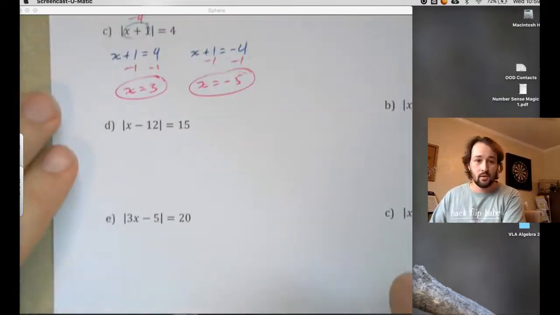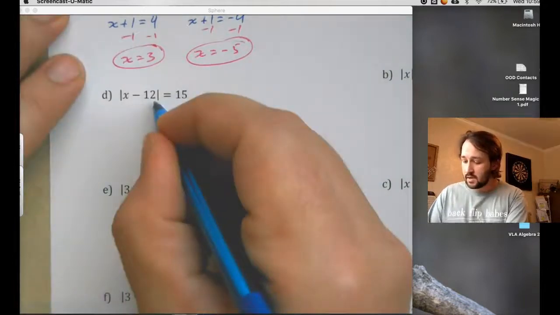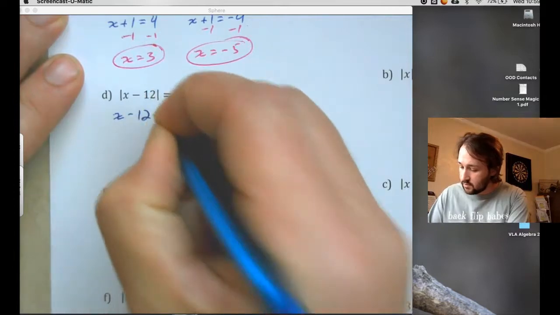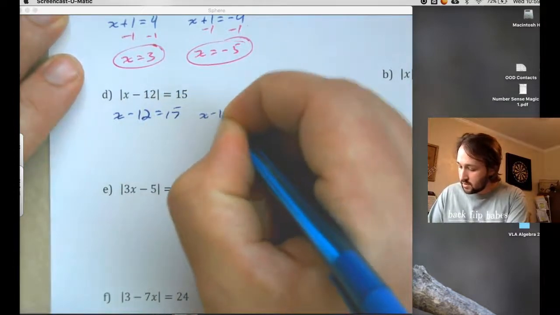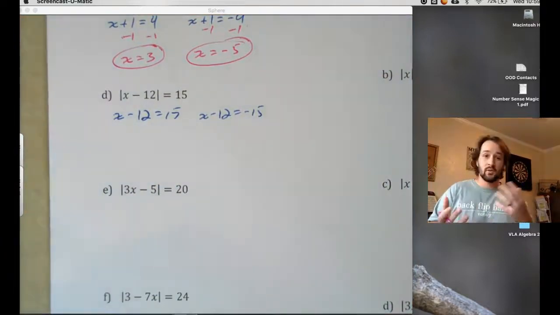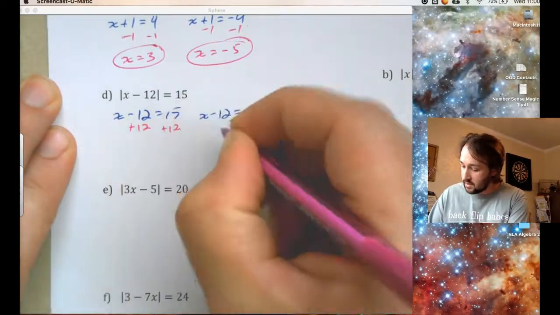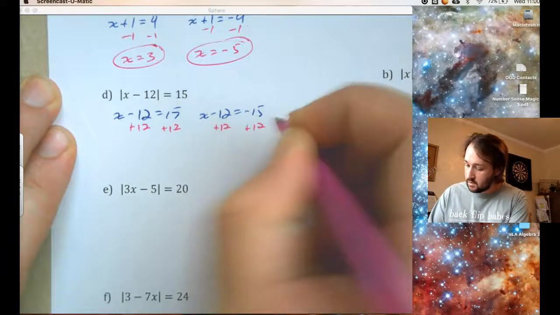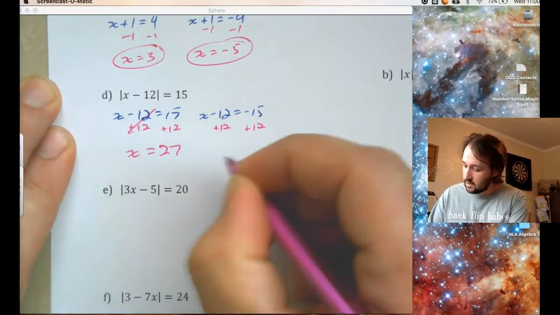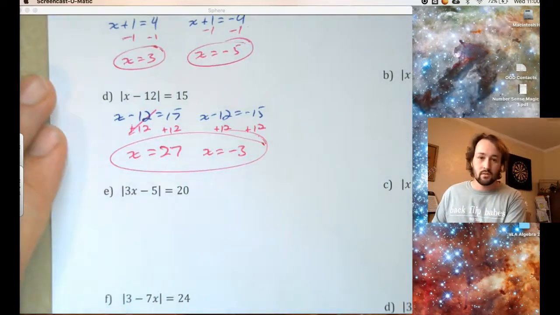So looking at part D down here, I have the absolute value of x minus 12 equals 15. That means x minus 12 could equal 15. x minus 12 could also equal -15. I don't know which way, so I have to assume it could be either one. In both, I'll do the same math and I'll add 12. So here, x will equal 27. Over here, x equals -3. Those are both of my solutions for the problem.